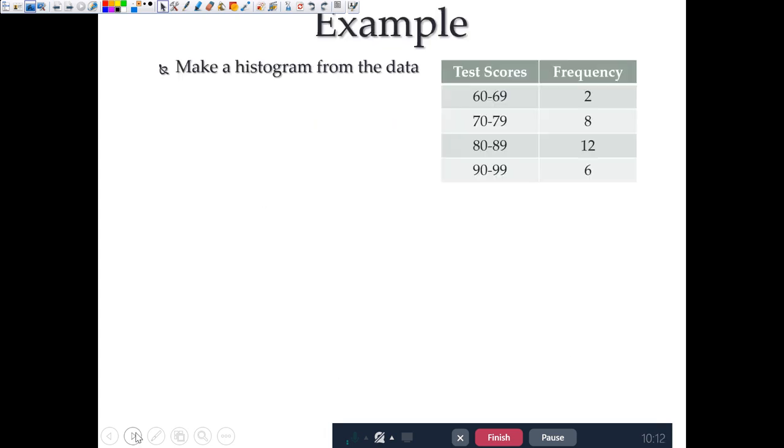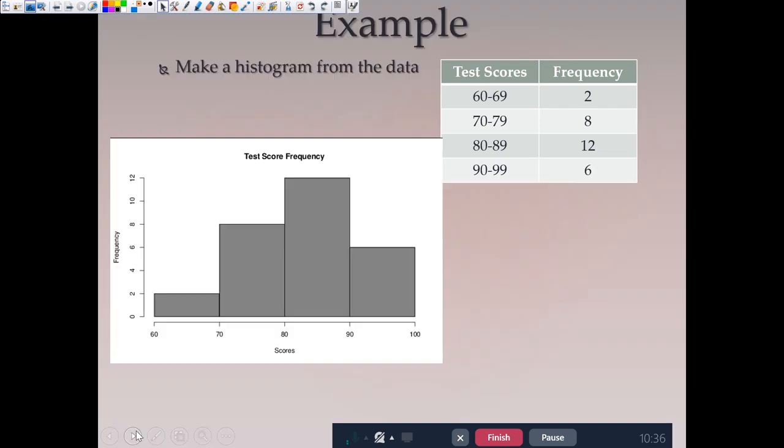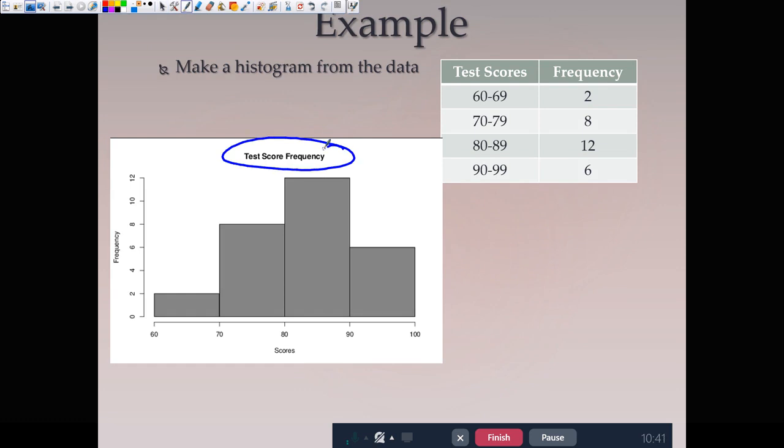So, let's look here. So, we're looking at test score frequency, so that would be like my title. And then our intervals, our starting amounts are from 60, 70, 80, and then 90. And then our x-axis would be labeled test scores or scores. Our y-axis would be labeled frequency. Okay? So you can see here. So we have our title, which is test score frequency. We have our axes labeled that says scores and that says frequency.